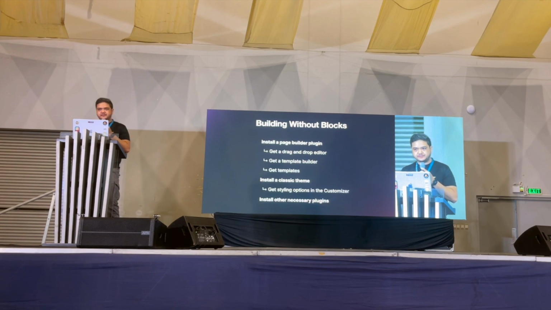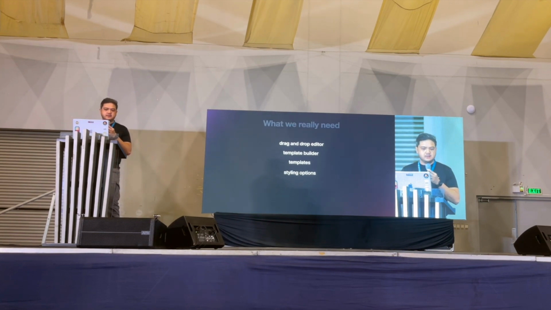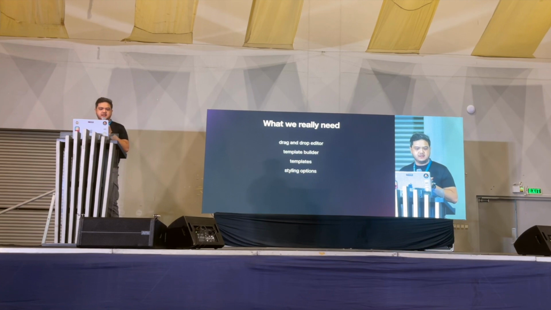But I think let's break it down. Why do we actually do this? Why do we go through this process and install a page builder and then a theme? Why do we need all of these things? Let's break it down. We need all of these because we need these four things: a drag and drop editor, template builder, templates, and styling options. Those are the four things that we really need.